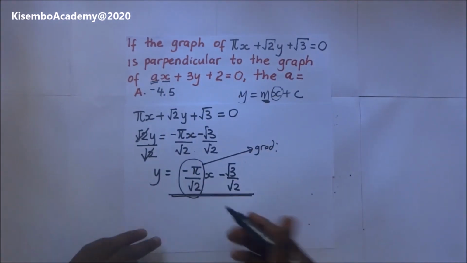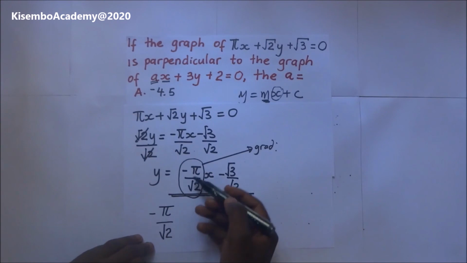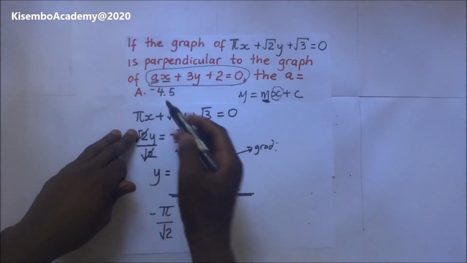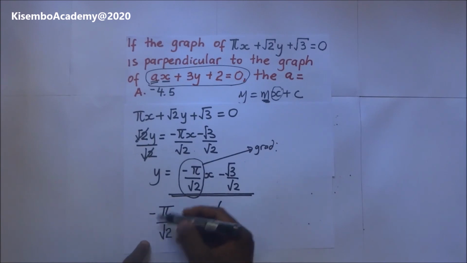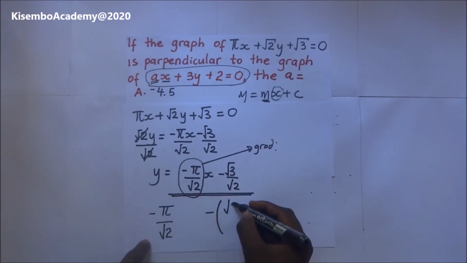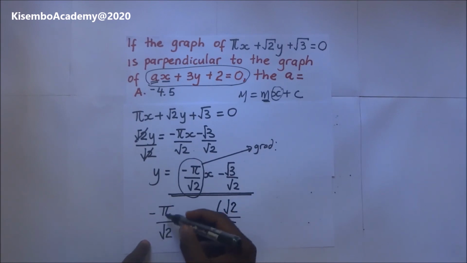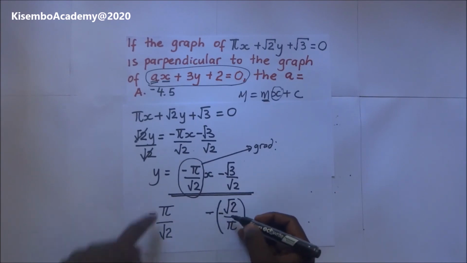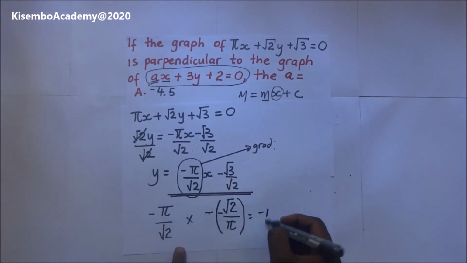So looking at this, the gradient of this is negative pi over root 2. So the gradient of this one right here is the negative reciprocal of this. The reciprocal of this is root of 2 divided by pi, and that is still negative: negative root of 2 over pi. Of course, negative times negative gives a positive. So the gradient of this thing is actually positive root of 2 over pi, and when you multiply these two, it's supposed to give us negative 1.